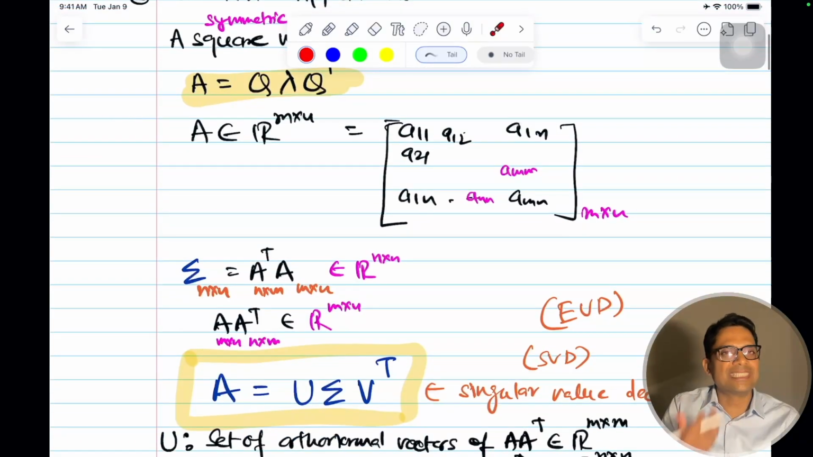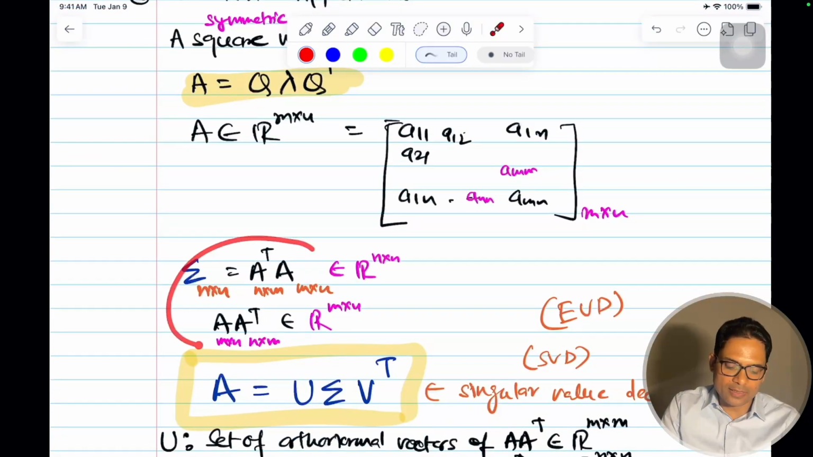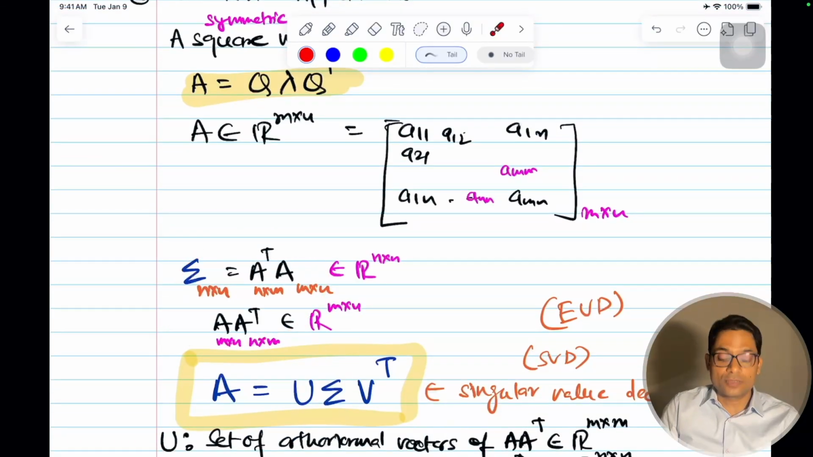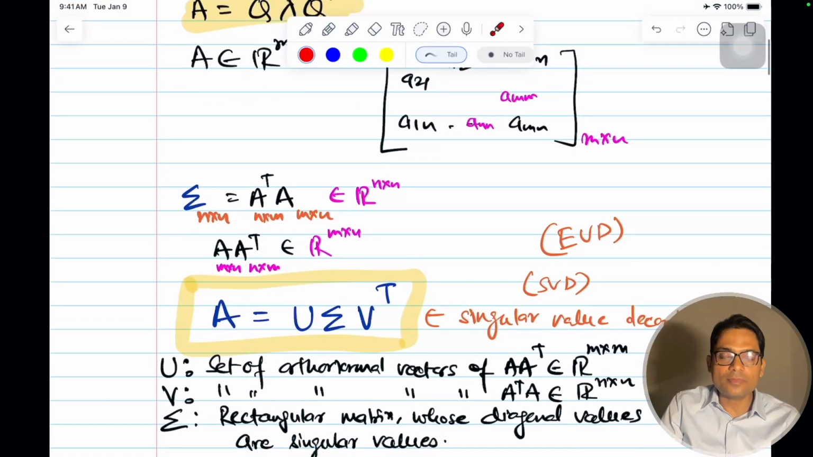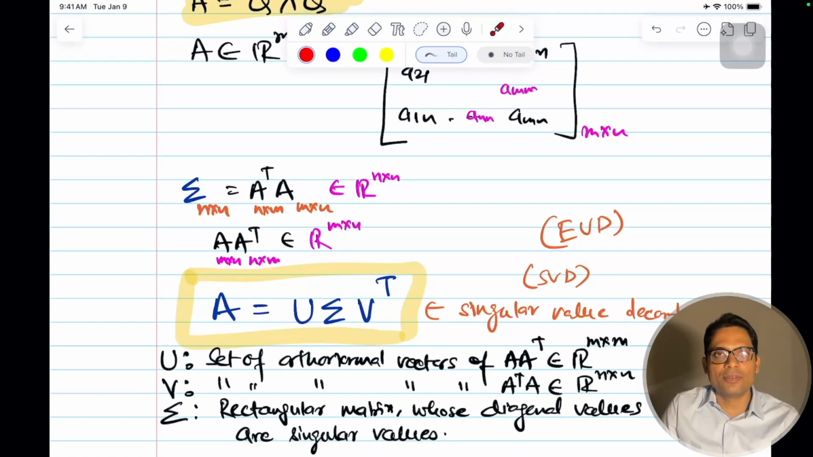For that we use the same trick: what if I can convert this rectangular matrix into a square symmetric matrix? So we did A transpose A, which will become a square symmetric matrix, and similarly A A transpose will be a square symmetric matrix. Now this can be used to convert A into a form similar to eigenvalue decomposition. I can diagonalize it, and the features will be the same as eigenvalue decomposition.